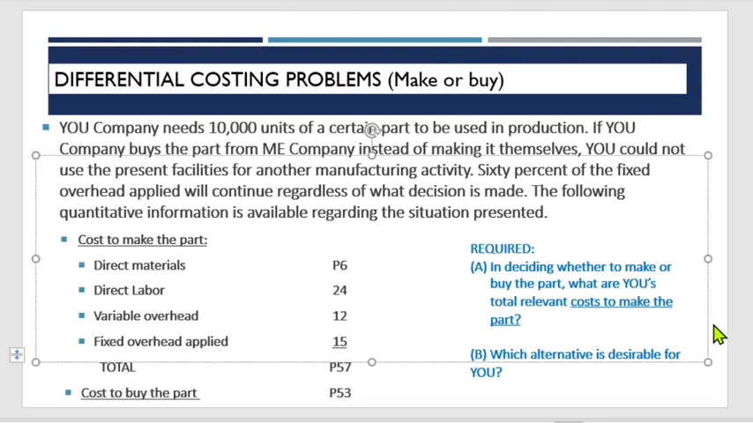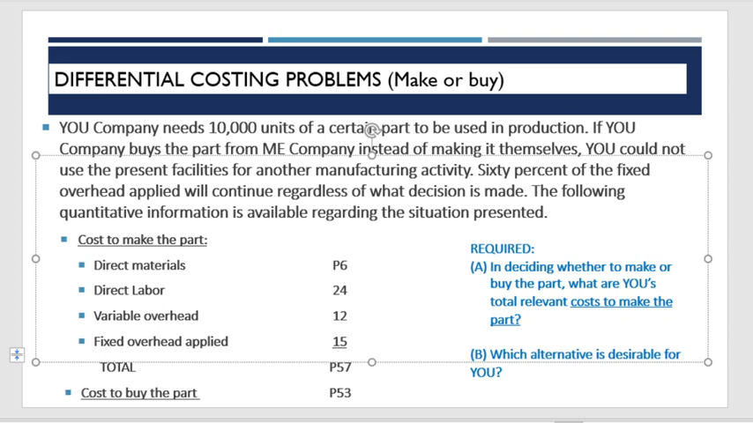Welcome to the continuation of the discussion on accounting for relevant costing and decision making. So, let us proceed by continuing answering the make or buy case. Requirement number one is: in deciding whether to make or buy the part, what are the total relevant costs to make the part? So ang tinatanong lang po dito is the relevant cost to make the part.